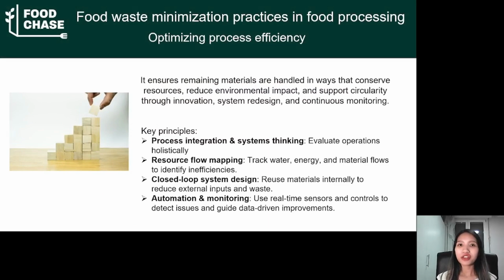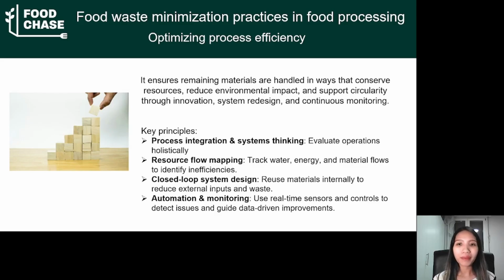Optimizing process efficiency can ensure the remaining material, so waste or byproduct, are handled in ways that conserve resources, reduce environmental factors, and support circularity through innovation, system redesign, and continuous monitoring. The key principles of optimization include process integration and system thinking. Since all operations are interconnected, we should evaluate them holistically.